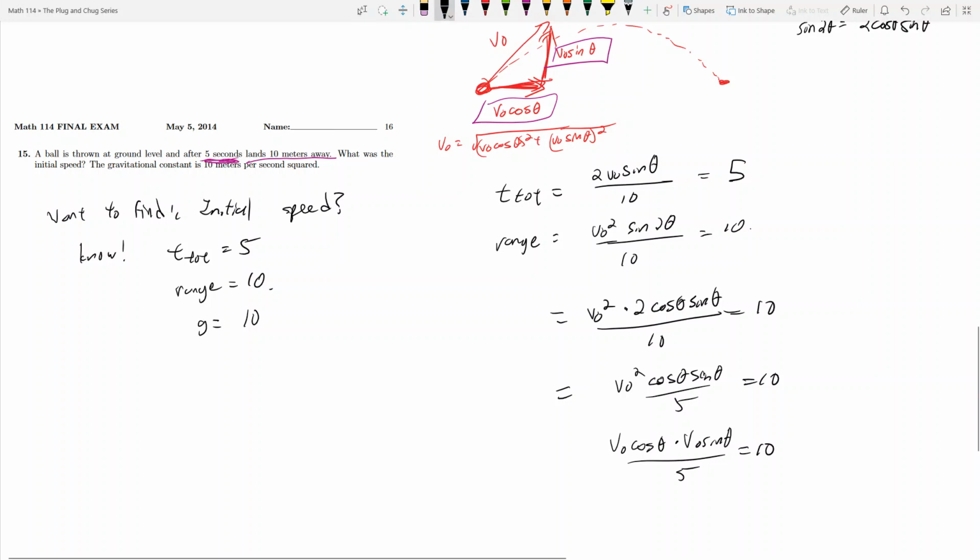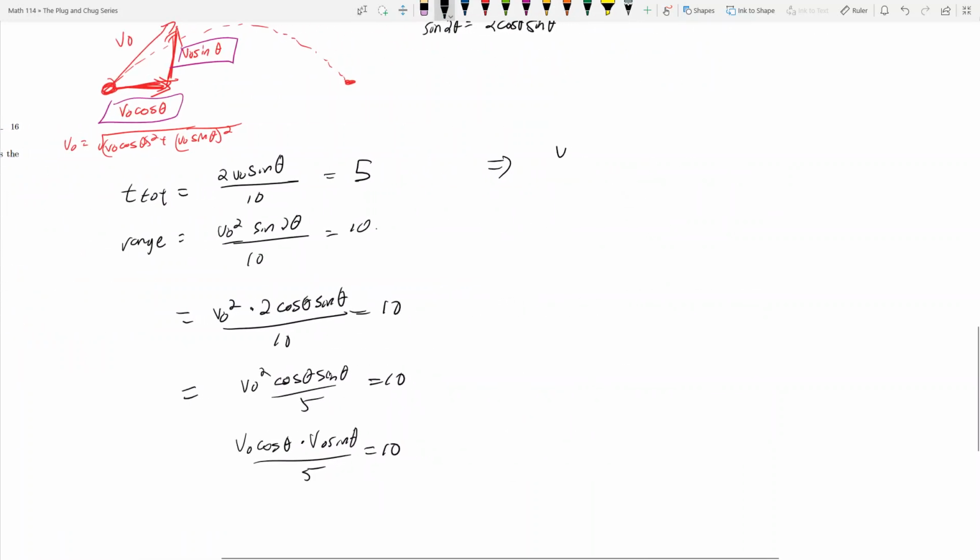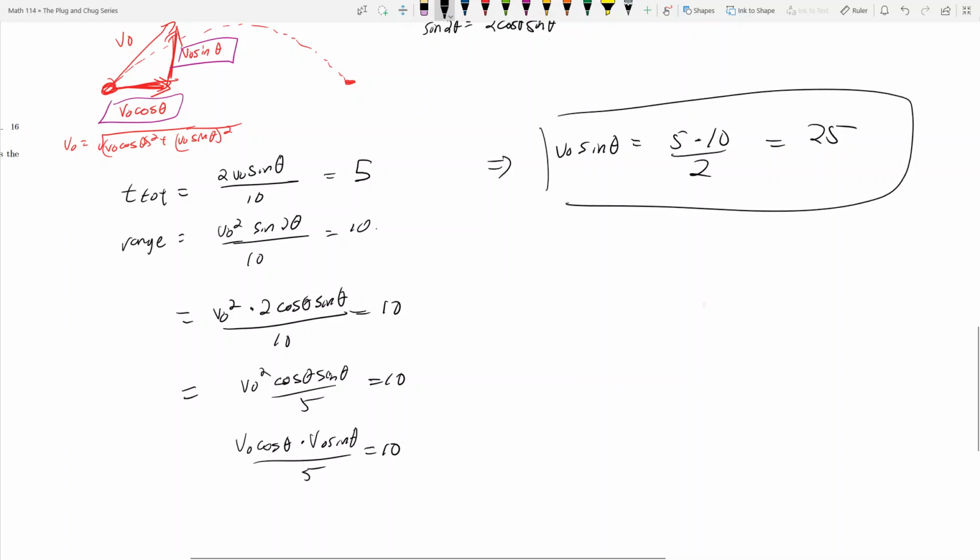And so from above, from this first equation, t total, we can actually solve for v naught sine theta. So v naught sine theta is equal to 5 times 10, divided by 2, which is equal to 25. So I took 10, multiplied it on both sides, and then divided both sides of this equation by 2, and then I get v naught sine theta by itself, which is 25. Great, so I found what v naught sine theta is. It's 25.